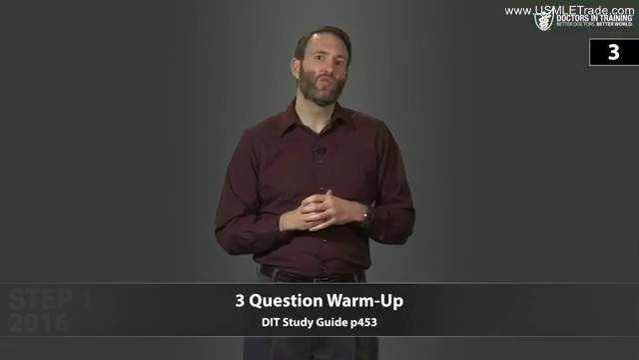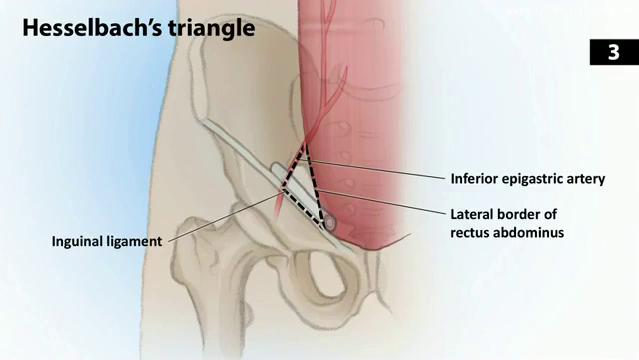Next question, what structures form Hasselbalch's triangle? So imagine that triangle kind of pointing down and toward the groin. Now the top of that triangle is the inferior epigastric artery. The medial border is the rectus abdominis muscle. And the lateral border is the inguinal ligament. All right, that's it for the warm-up. Let's get to that lecture.